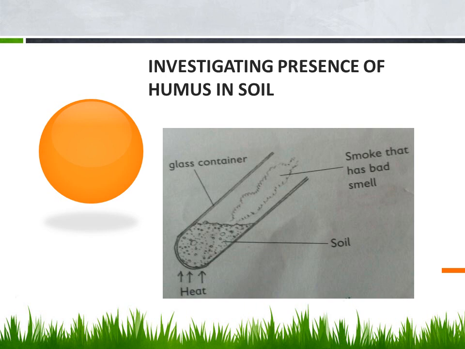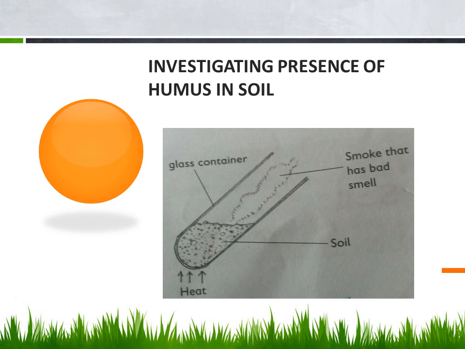Pupils, we move to another experiment to investigate the presence of humus in the soil. You want to see, does soil contain humus? Requirements you need are as follows. You need a test tube or a container. You need a source of heat or candle. You need a soil sample.